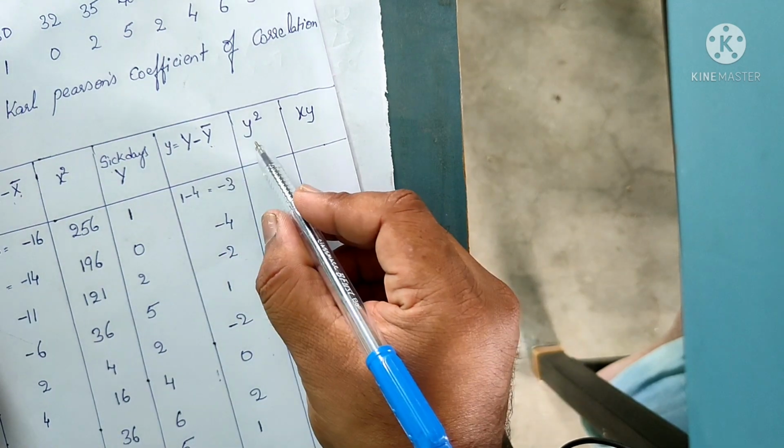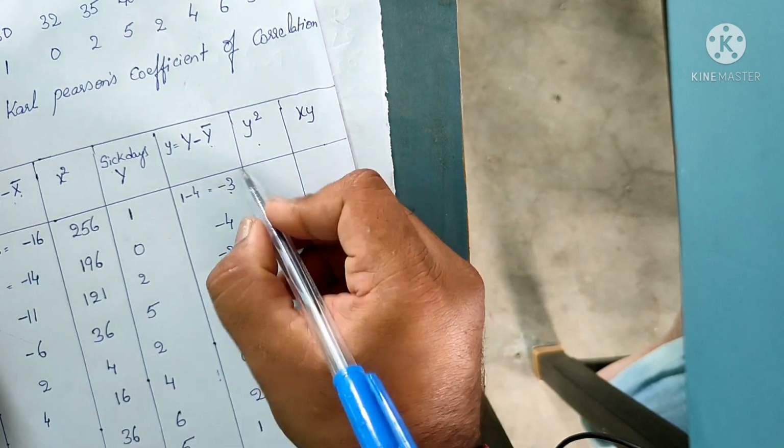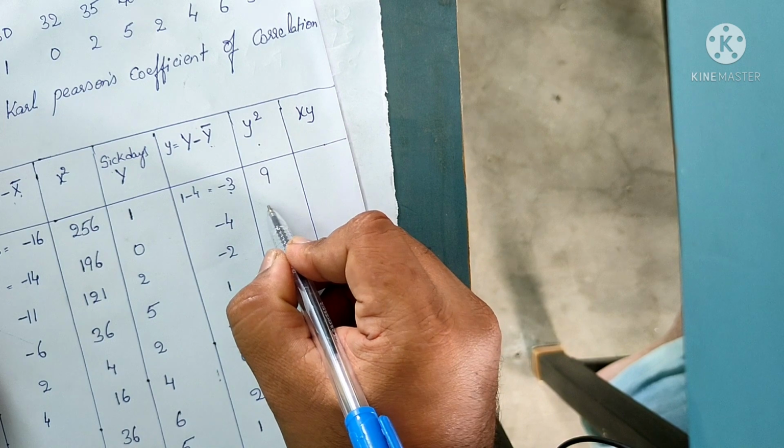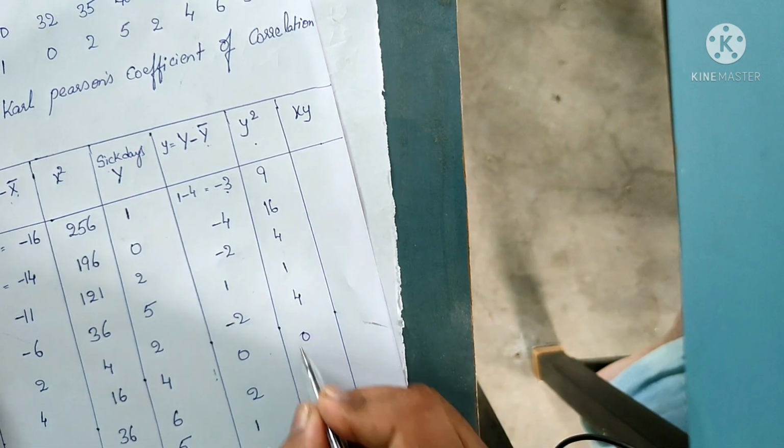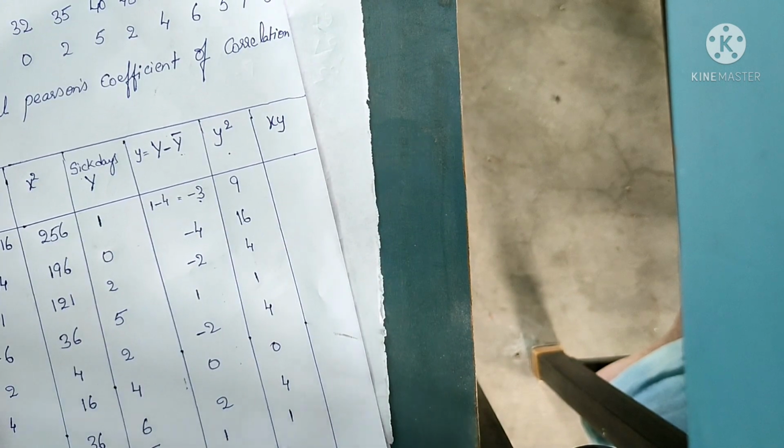Next we have to calculate y square. That is 3 square, 9, 4 square, 16, 4, 1, 4, 0, 4, 1, 3 square, 9, 4 square, 16.